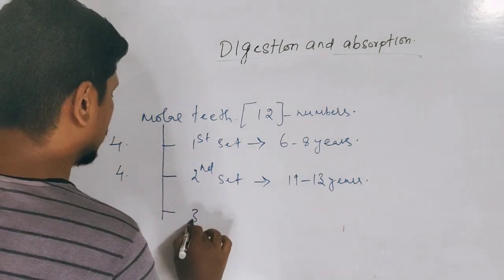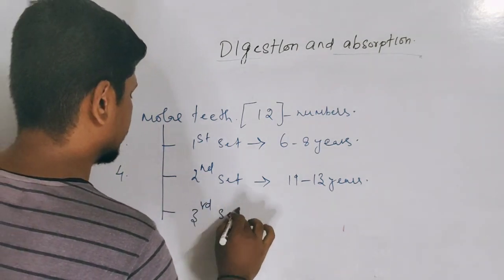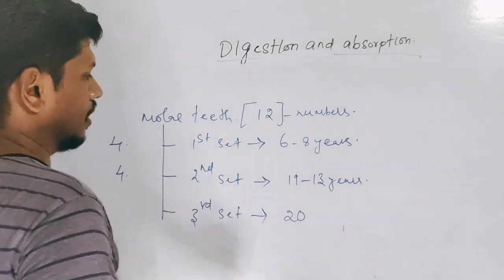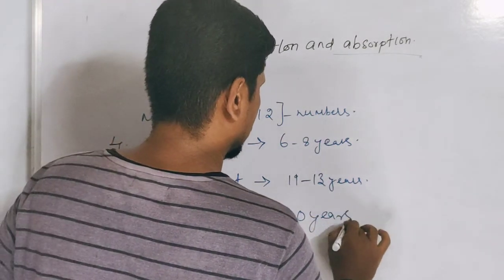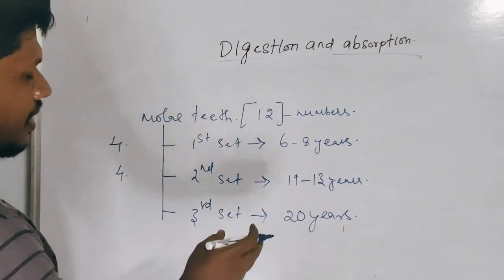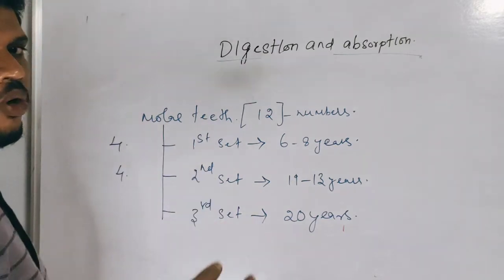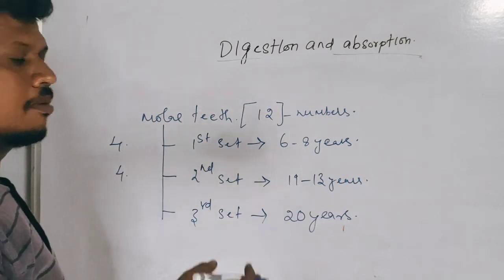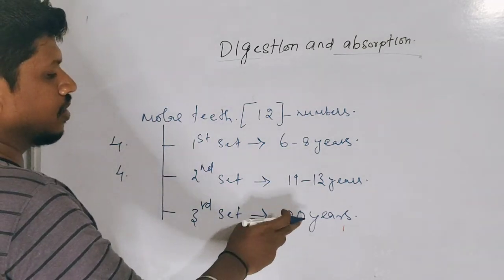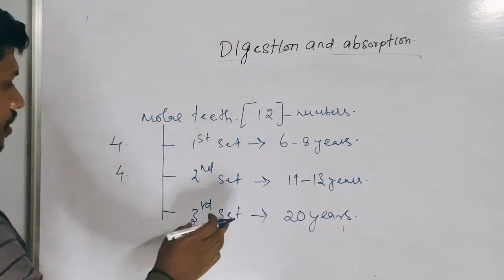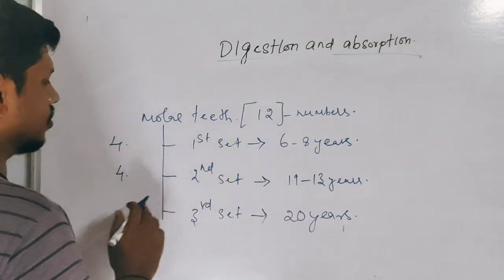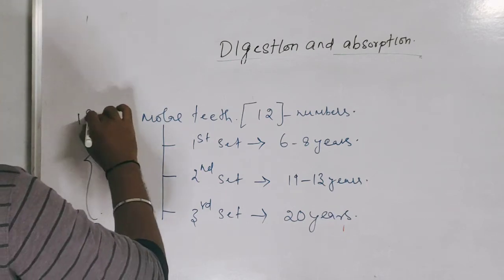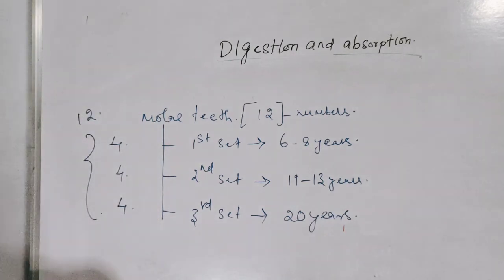Similar way, third set, it is around 20 years. See, it might start at 20 or above 20. It might even be 30 or 35 possible. But there is a chance to grow around 20 years. Try to remember. This third set of molar teeth is also 4 in number. Total 12.